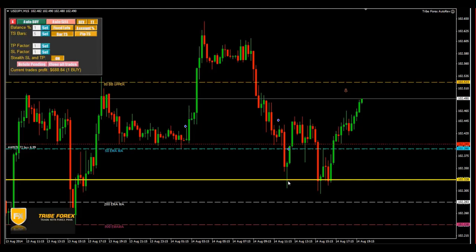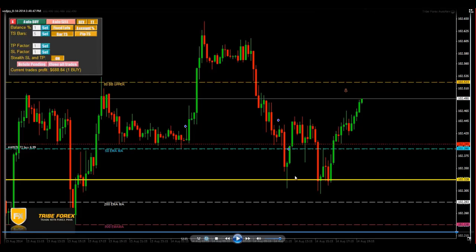The dollar yen, forecasted on August 13th, 2014, and taken on August 14th, 2014. Is there anything else you'd like to add here, Nino, at all?